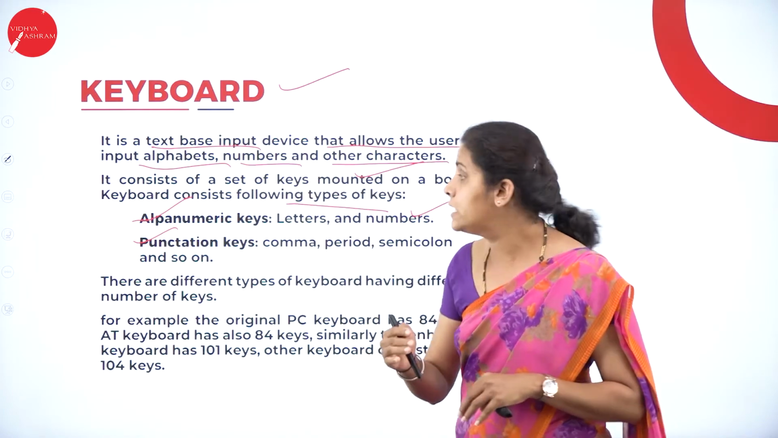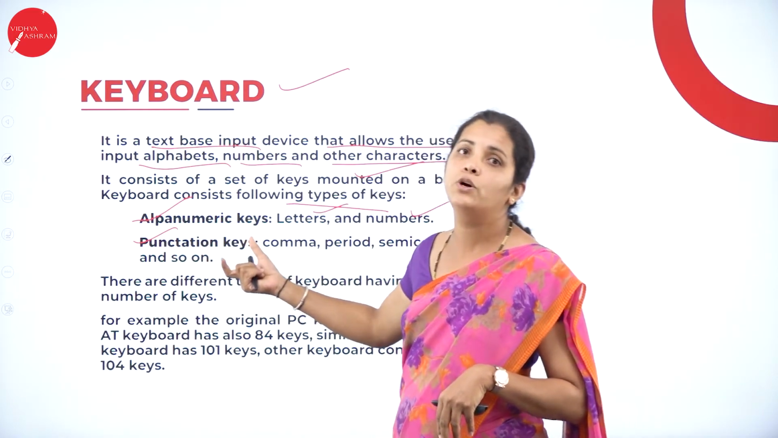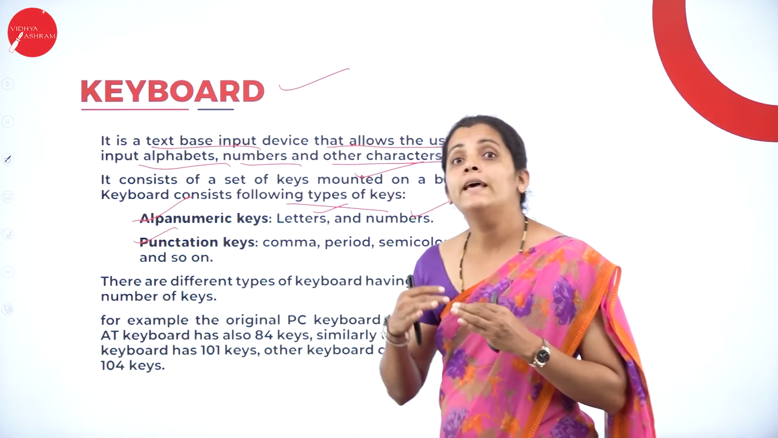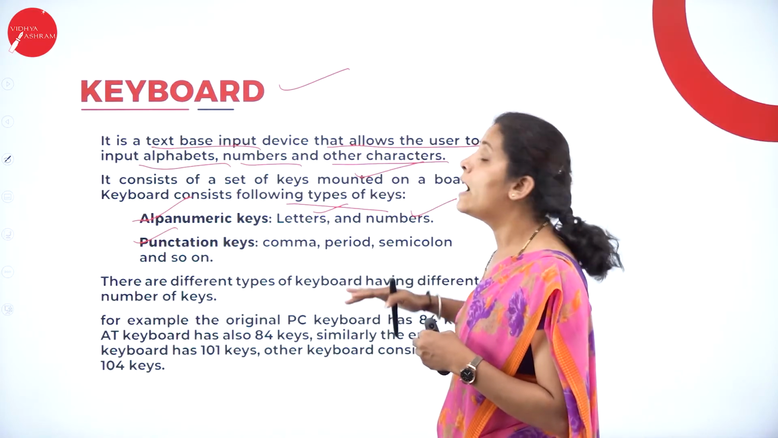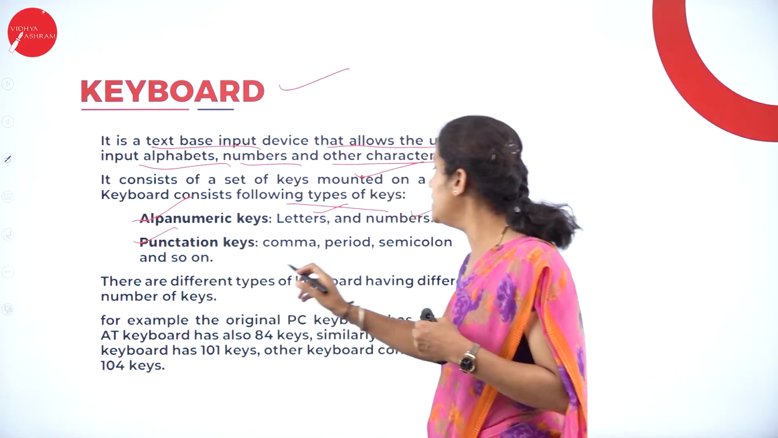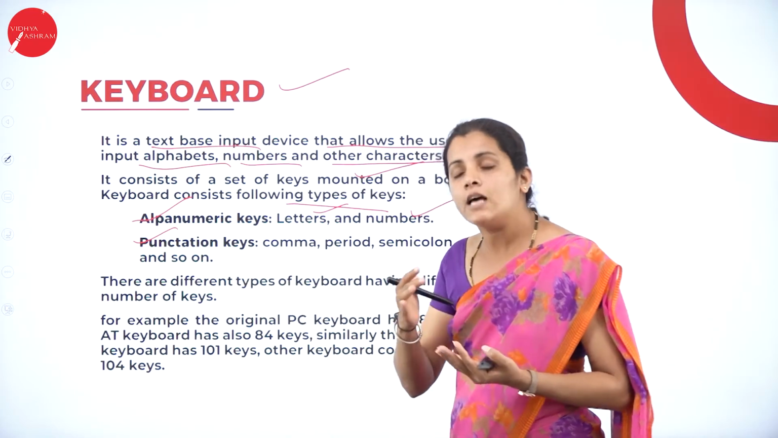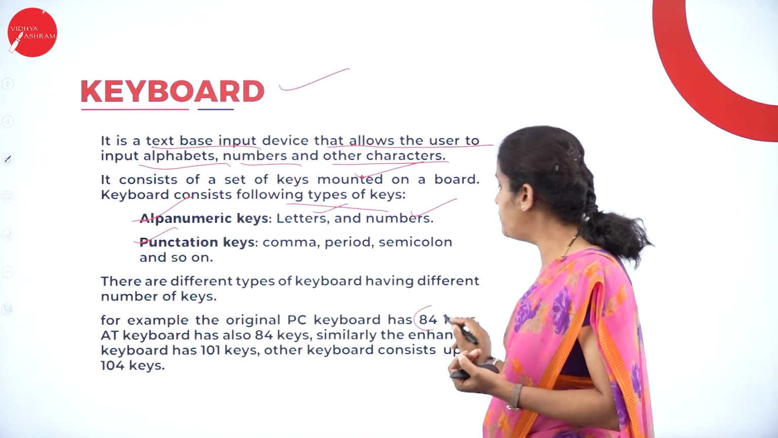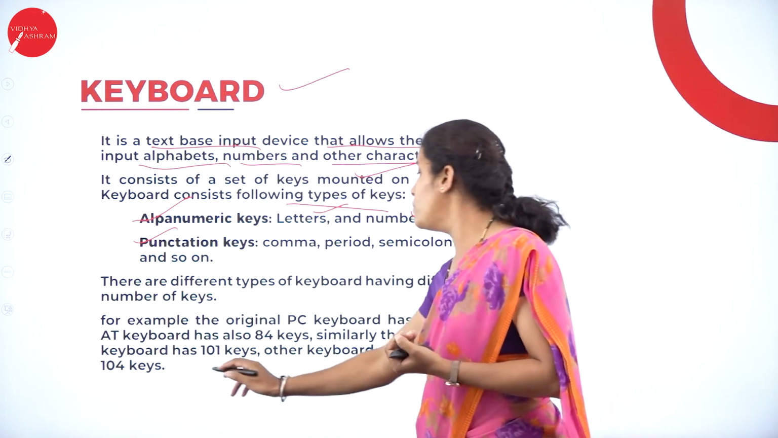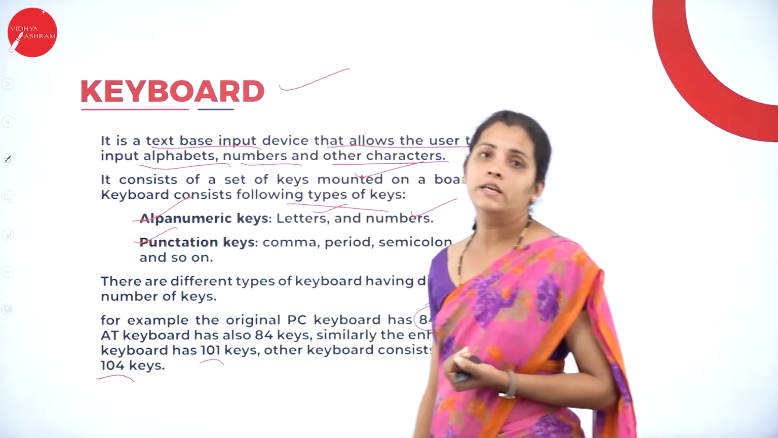In alphanumeric keys, we get letters and numbers, whereas in punctuation keys, we get comma, colon, period, etc. There are different types of keyboards, and they vary in the number of keys. Some keyboards may have 84 keys, some may have 101 keys, and some may have 104 keys.